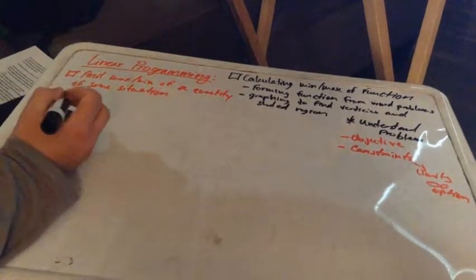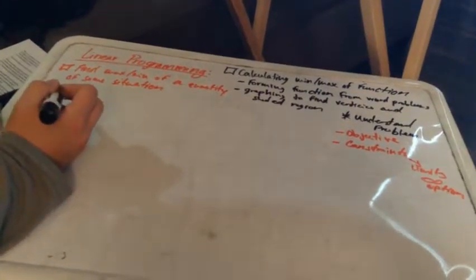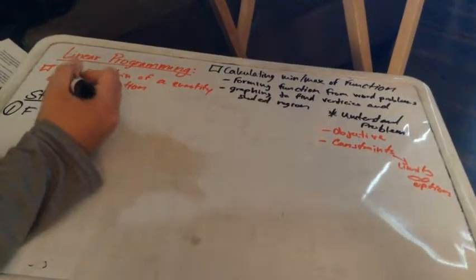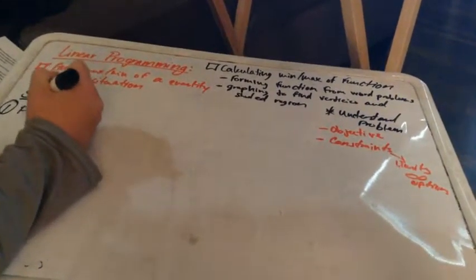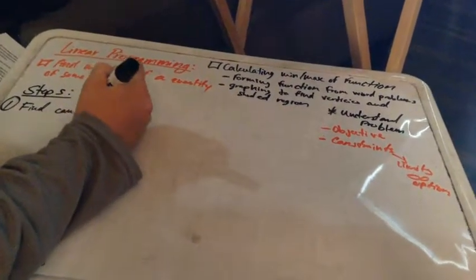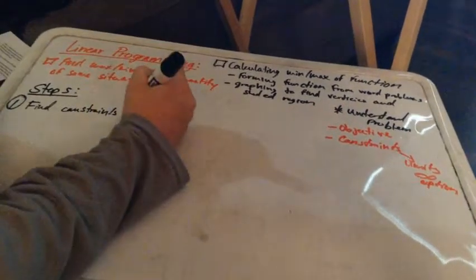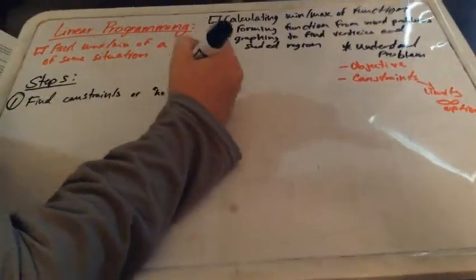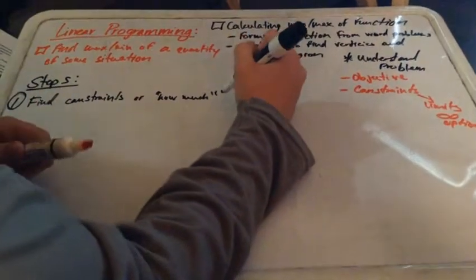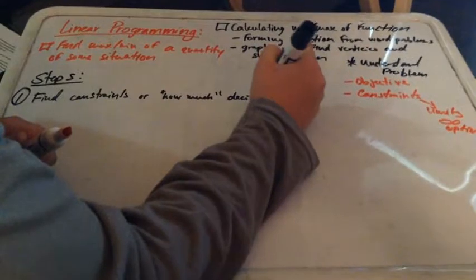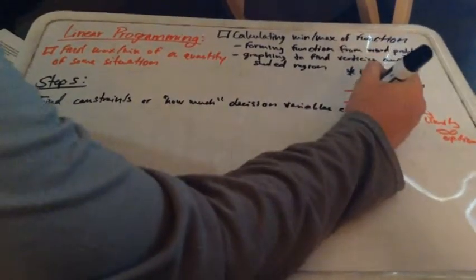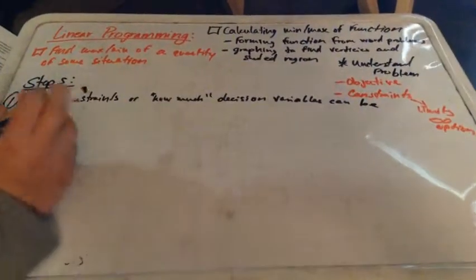So step 1, find constraints or limiting equations, or how much decision variables can be.